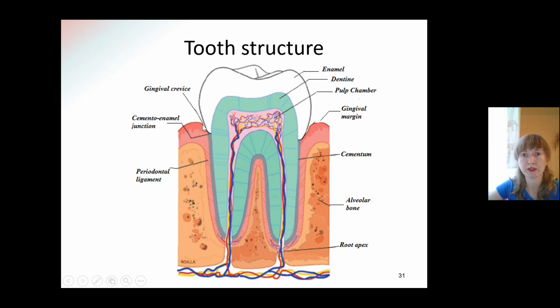Here we have the gingival crevice and the cemento-enamel junction. It is that place where enamel crosses into cementum, where they meet together.